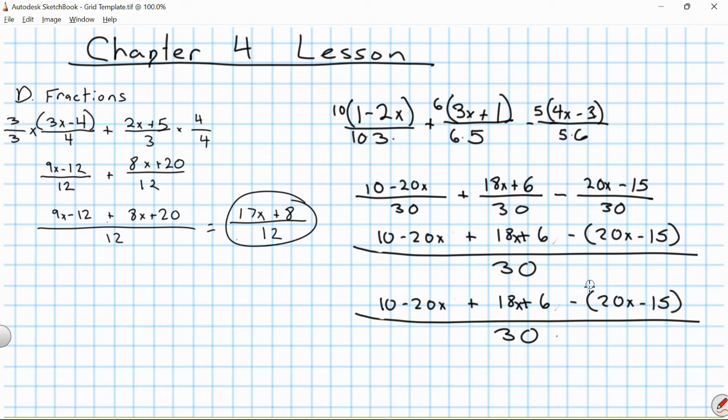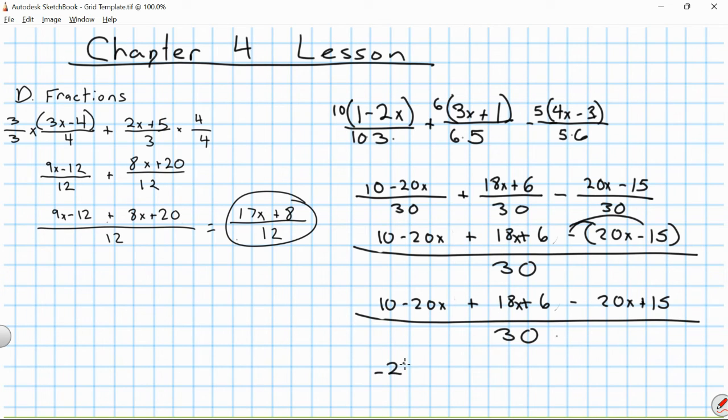All right, so take a look here. Distributing this negative sign gives me minus 20x plus 15, and that's it. Now I can combine my like terms. Again, I don't want to rewrite this every single time. Let's look at our x's. I've got minus 20x plus 18x minus 20x. That's a total of negative 40x plus 18.